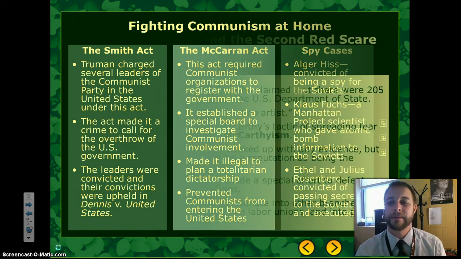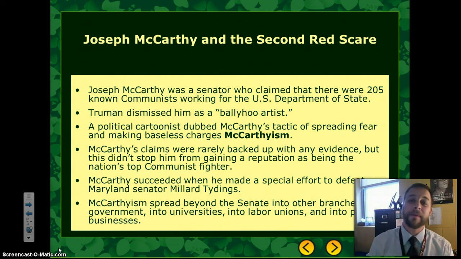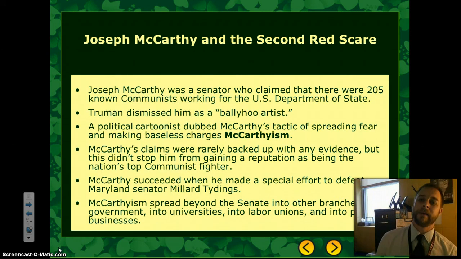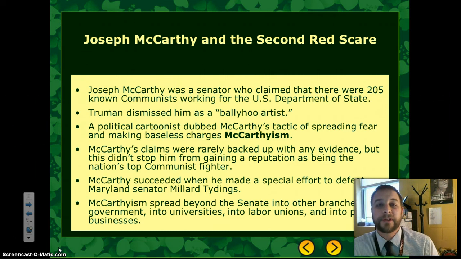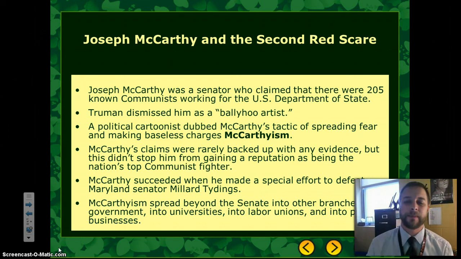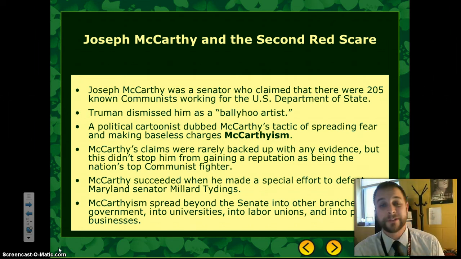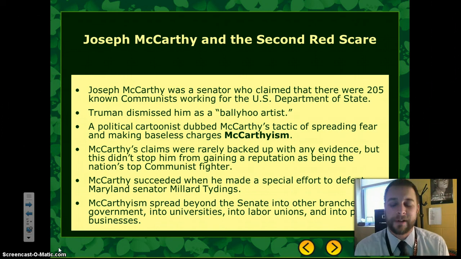in American history. All right, probably the most famous person to come out of the Red Scare, the second Red Scare, was Joseph McCarthy. He was a senator from Wisconsin who claimed that there were 205 known communists working for the State Department. Now, Truman dismissed him. He said, we've already investigated this. This isn't true. He said he was a ballyhoo artist.